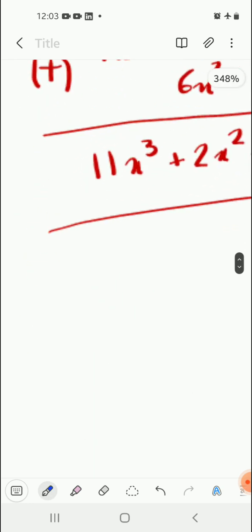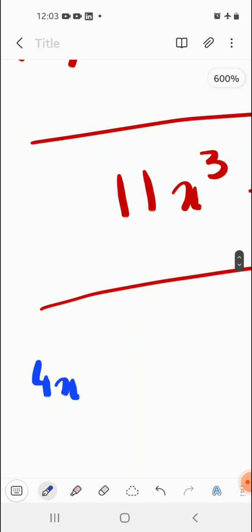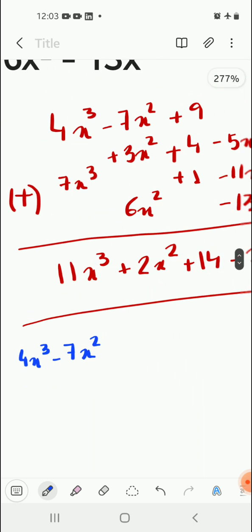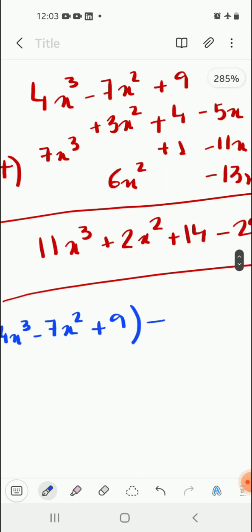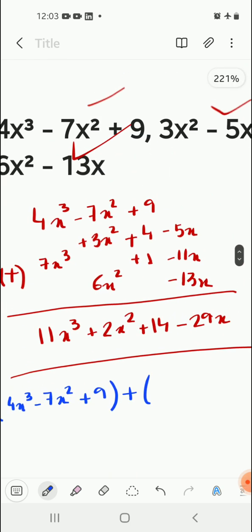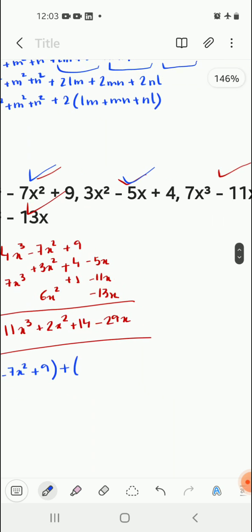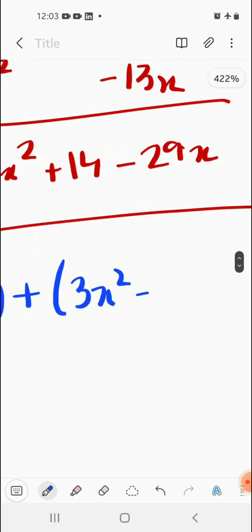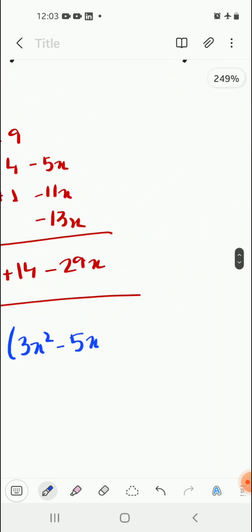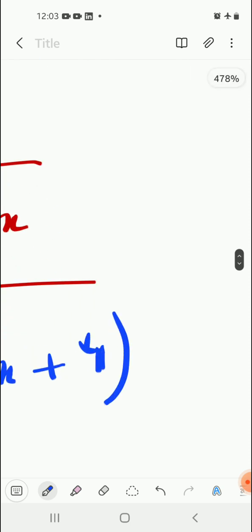So in this way, we're going to write it within brackets. The first one that we have got is (4x cubed minus 7x squared plus 9). Place it within a bracket. Again add, that's why plus sign. Then again copy the second expression. The second expression is (3x squared minus 5x plus 4). So we are done with the second expression as well.